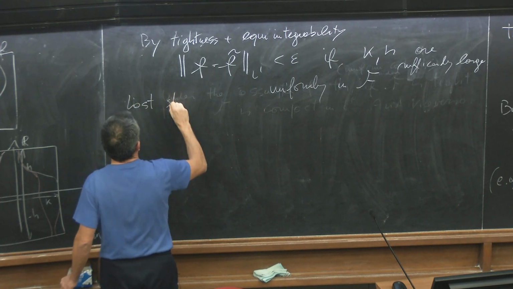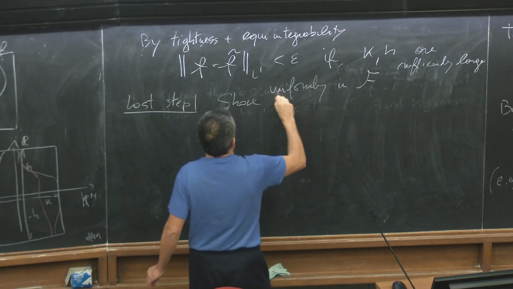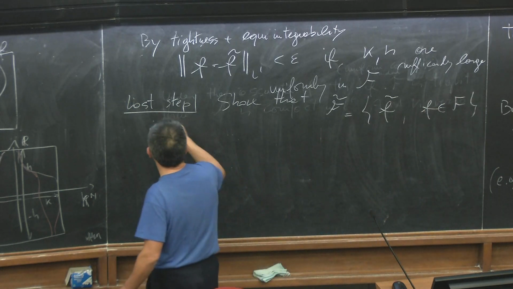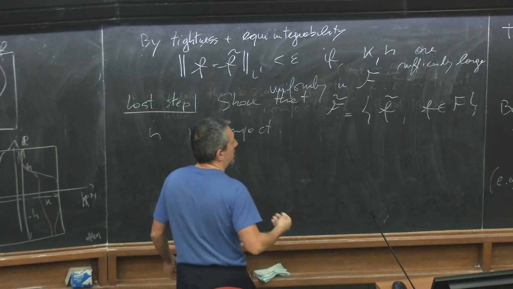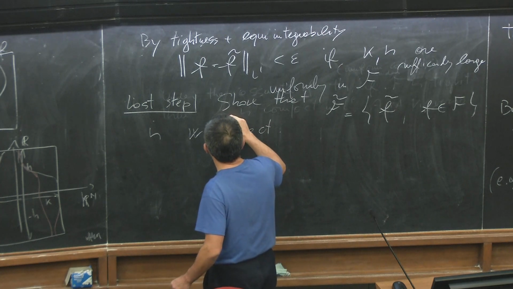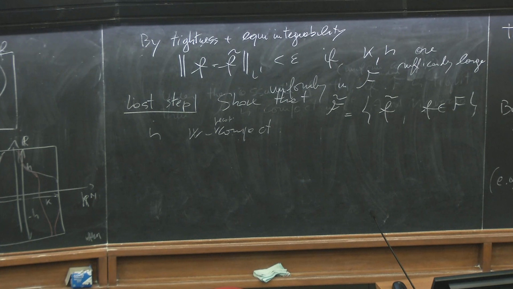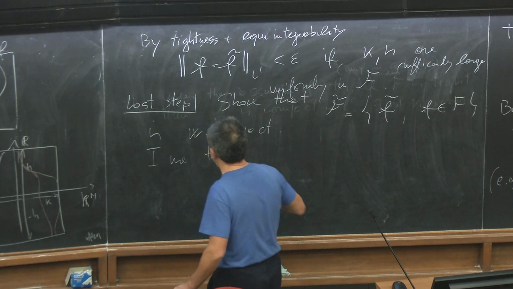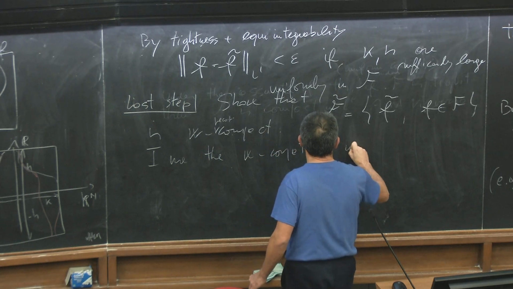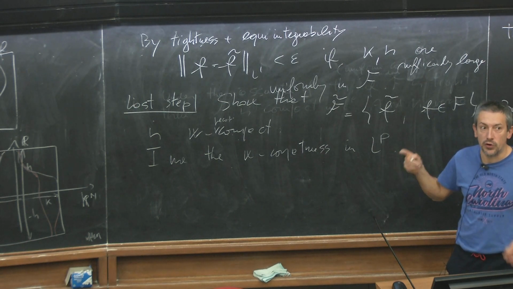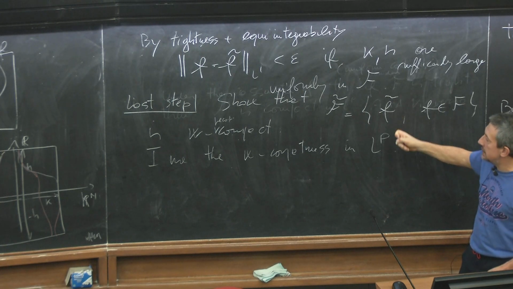So last step. Show that the f tilde, where f is in the family, is weakly compact. Means what? Well, I can cover it by a weakly precompact set. I think I leave you this as an exercise because it's the same, because I use the weak compactness. Because I know for free that this set is weakly compact in L^p.